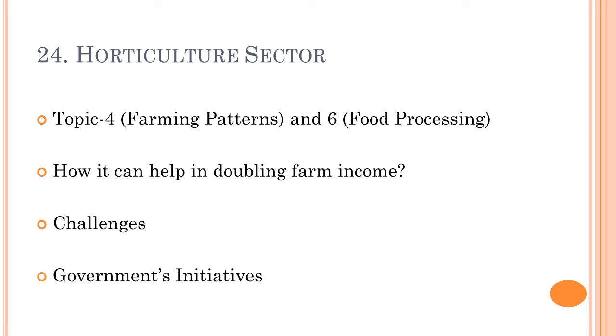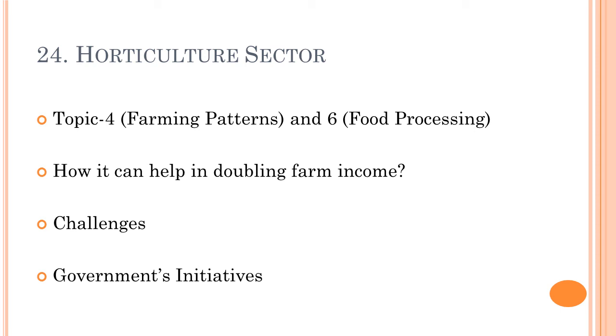Okay. So how can it double farmer income? There are four major ways by which it can double farm income. First thing is, these are short duration crops. It can be grown in small plots of land. Hence, small farmers prefer to grow them, right? So remember, in the previous topic, we have talked about small land holdings. There, they cannot grow crops like rice and wheat. But there, they can grow these horticulture crops. So that is the benefit.